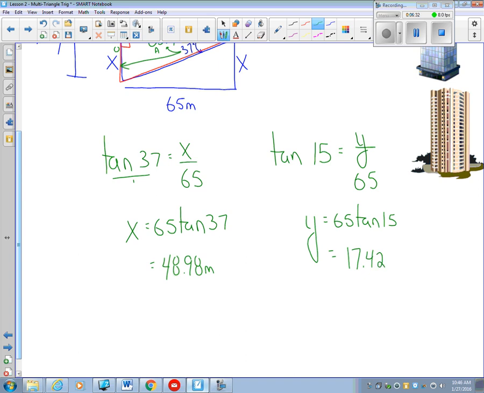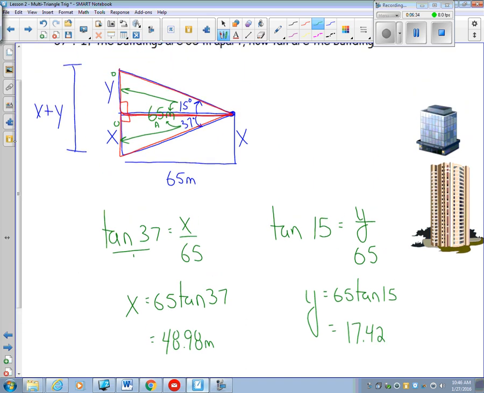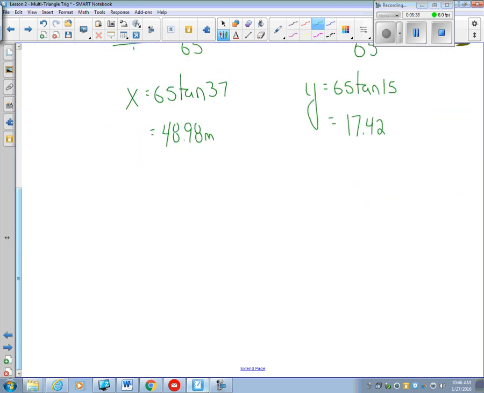Okay, why would we find out y? Well, together, remember we said x plus y would make the large building. So if I take those two things together over here, x plus y, which is 48.98 plus 17.42, I'll get a total of 66.4.